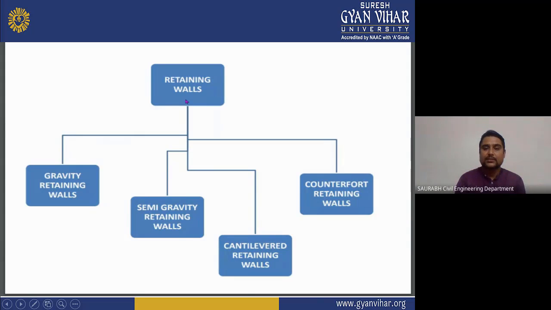Now we will see the categorization and the classification of retaining walls. This topic is very important for all civil engineering students. Retaining walls are divided into two parts, according to gravity and according to counterfort. So it is divided into gravity retaining wall and counterfort wall. And the gravity retaining wall is also subdivided into semi-gravity retaining wall and cantilevered retaining wall. As you can see here, this is the classification of retaining walls.